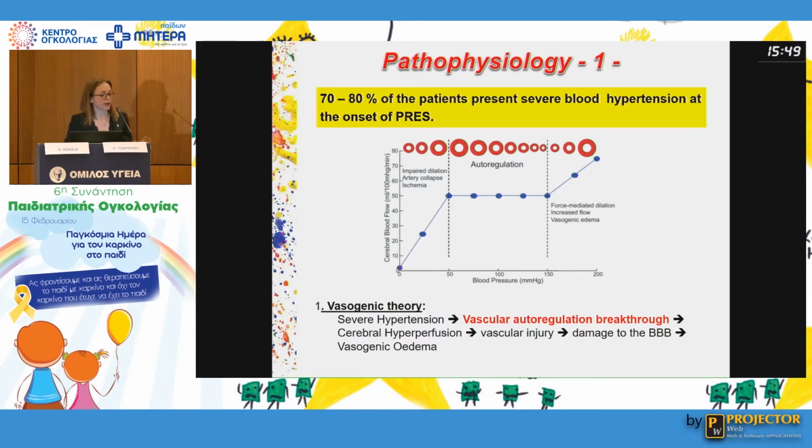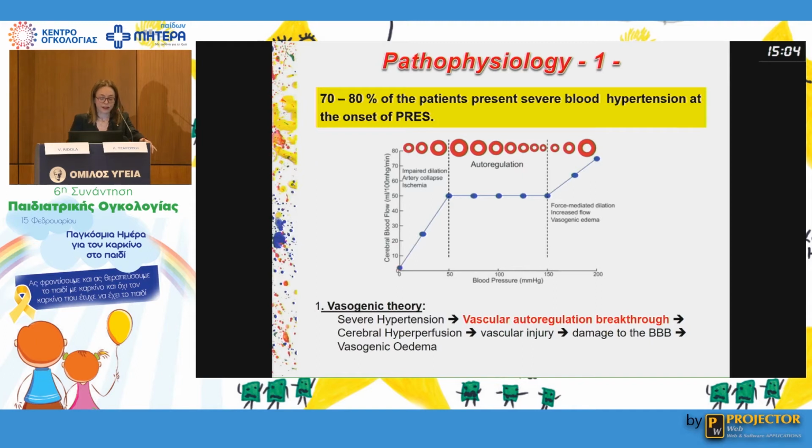Pathophysiology. The pathophysiology of the PRES syndrome is still debated and still unclear. But that's why at least 4 theories have been formulated in order to try to explain the mechanism of the pathophysiology of the PRES syndrome. We know that 70-80% of the patients present severe blood hypertension at the onset of PRES. So it seems that severe hypertension plays a major role in the pathogenesis of the syndrome.